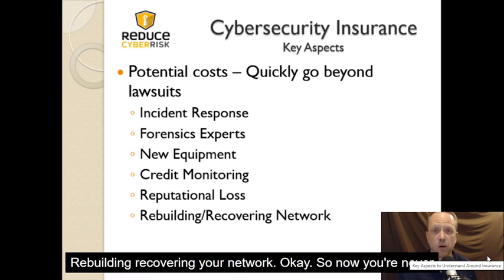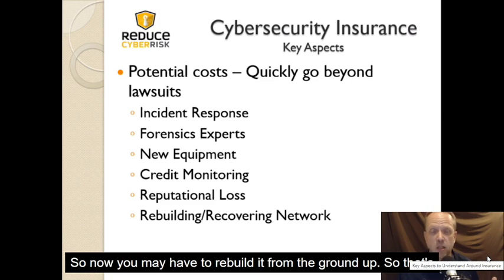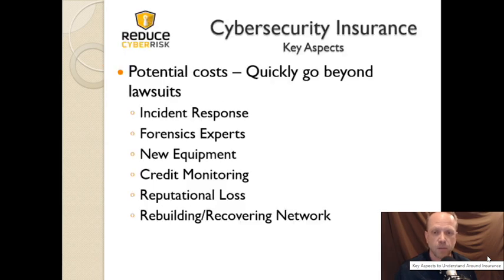Rebuilding and recovering your network. Okay, so now your network's been hacked. You don't know what you can and what you can't trust. So now you may have to rebuild it from the ground up. So that's a cost that you're not really necessarily thinking about.